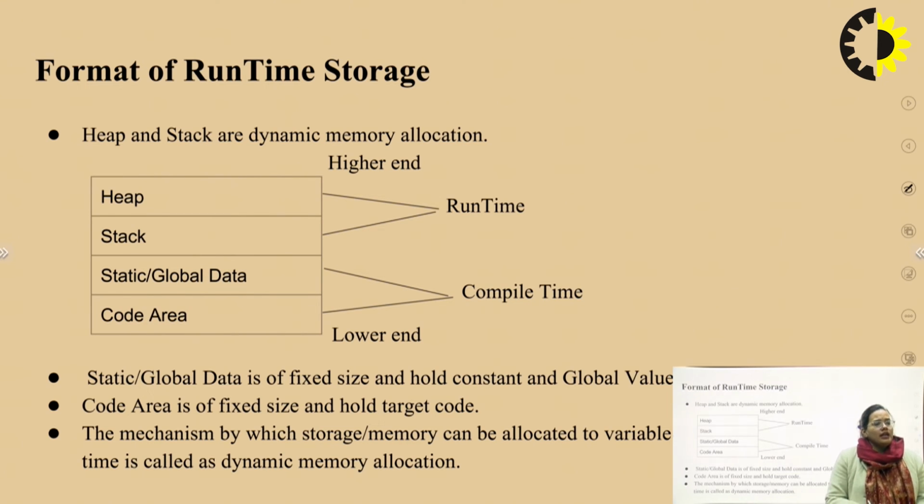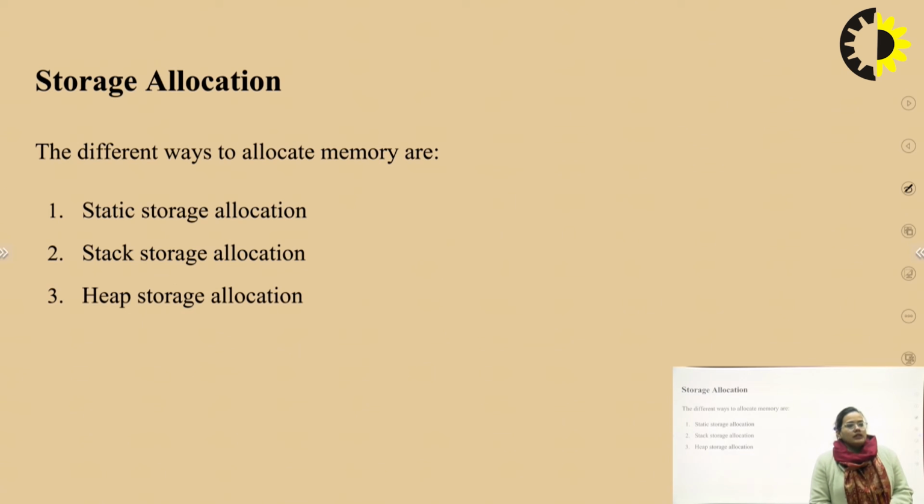Code area is also a fixed size and holds target code. And the mechanism by which storage memory can be allocated to variables during the runtime is called dynamic memory allocation. There are three types of memory allocation: static storage allocation, stack storage allocation, and heap storage allocation.